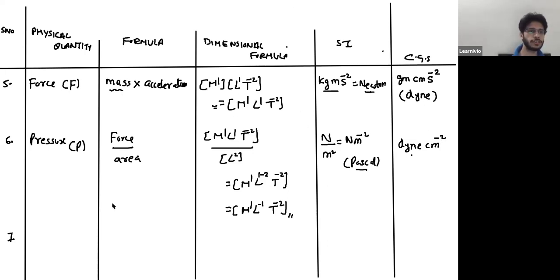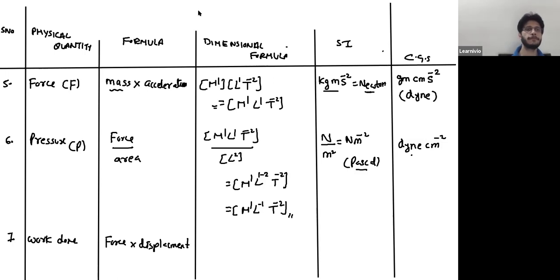The next quantity is work done. Work done is simply the product of force and displacement. Janvi, what should be the unit of work done? Dimensional formula.